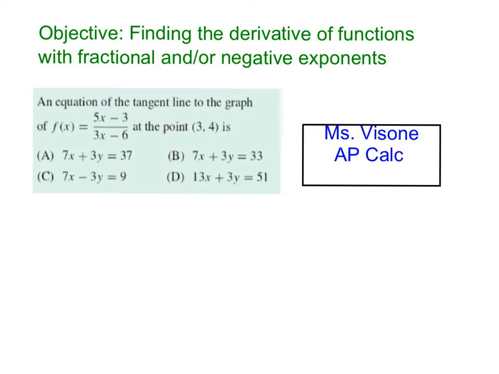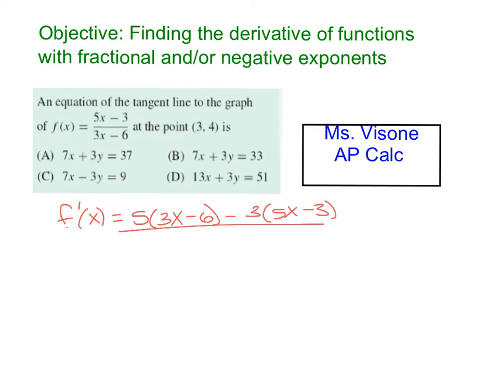So an equation of the tangent line to the graph at the point 3, 4 is. So we have our point, we need the slope. So to find slope, we need the derivative. So this is a quotient rule. Right, f prime of x, derivative of the top times the bottom, minus the top, derivative of the bottom, all over the bottom squared.